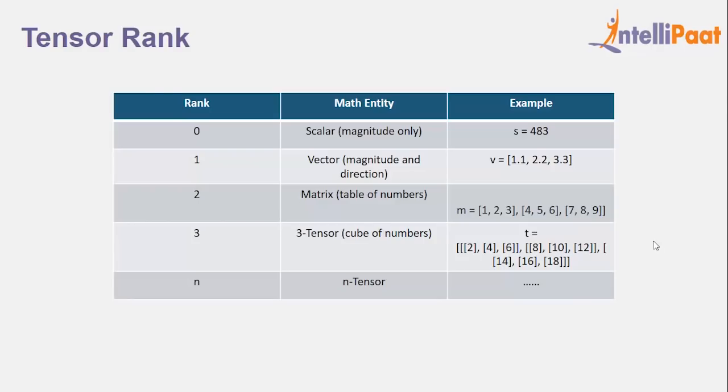Then we have tensor rank. Every tensor has a rank associated with it. So if a tensor has just one element in it, or in other words, if it just has magnitude and no direction, then its rank will be 0. If a tensor has magnitude and direction in one plane, then its rank will be 1. Similarly, if a tensor has magnitude and direction in two planes, then its rank will be 2. And this goes on higher up the order.